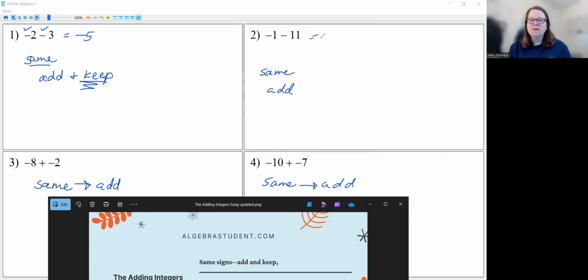1 plus 11, that's 12. 11 plus 1 is 12, right? And then these were both negative, so we keep it negative. 8 plus 2 is 10. Those both were negative, so we keep negative. 10 plus 7 is 17. We keep it negative, right?